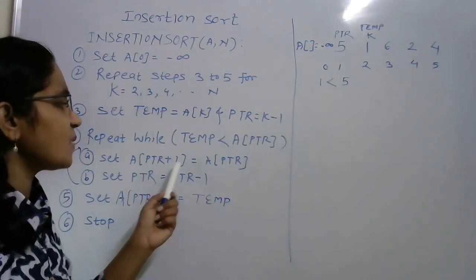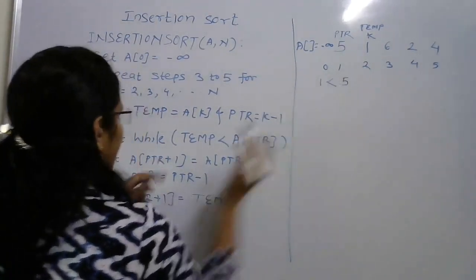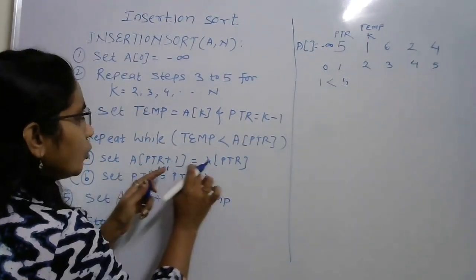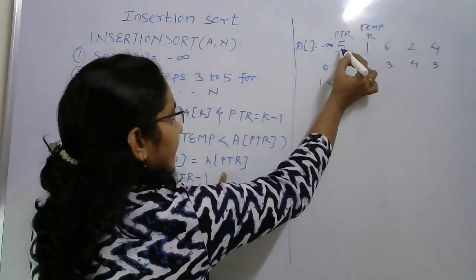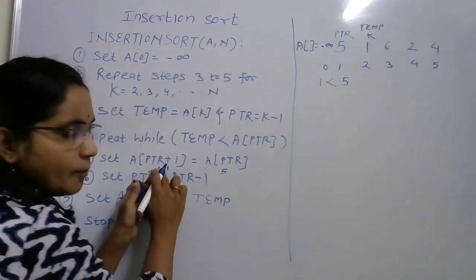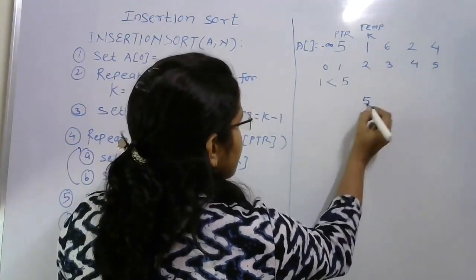A of PTR plus 1 is equal to A of PTR. PTR plus 1. What is the value of PTR? 1. So here 1 plus 1, that is A of 2. A of 2 equal to A of PTR. The value of PTR is 5. So that 5 is assigned to the A of 2. So at the 2 location, the value 5 is there.